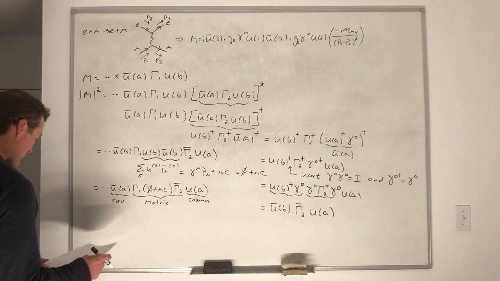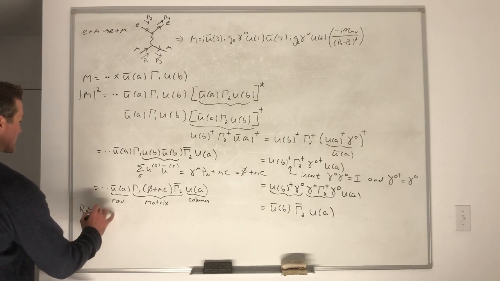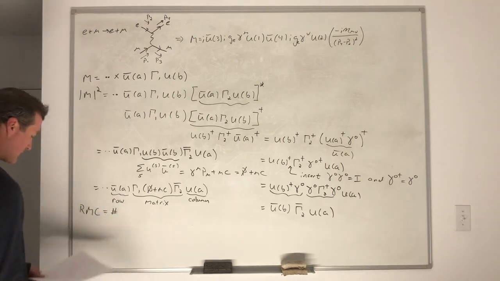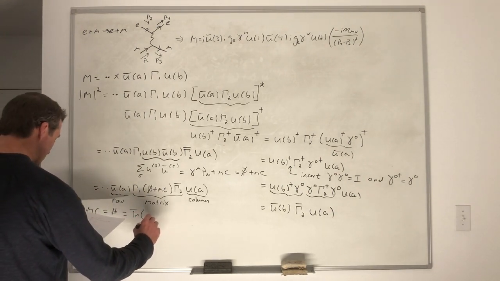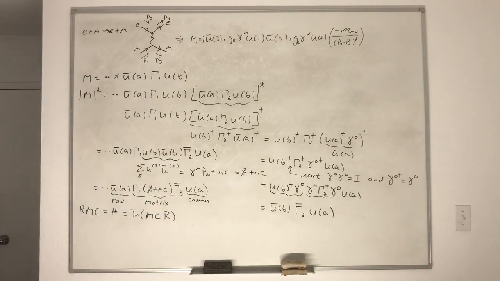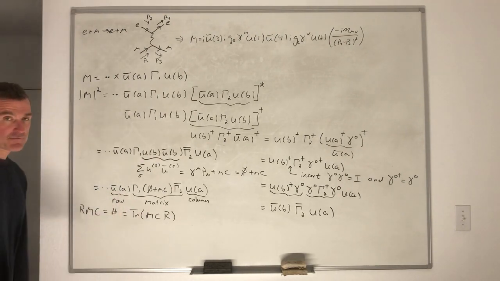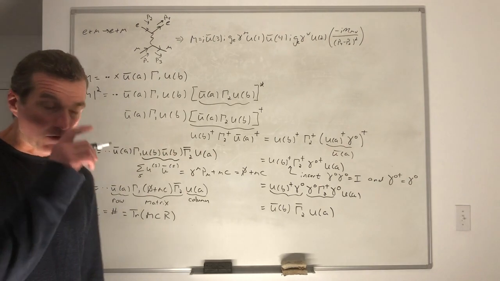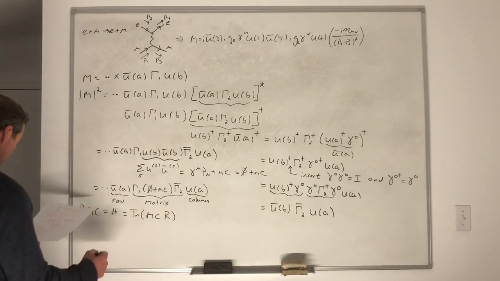Here's something interesting though, which you might or might not have known. Here we have row times matrix times column, which equals a number. But it turns out that that can also be expressed as the trace of the matrix times the column times the row. How many of you have seen that before? Interesting. Okay. Well, this turns out to be true for any matrix of column, row, and matrix form. All right? But now that means that we can take this combination and we can rewrite it.